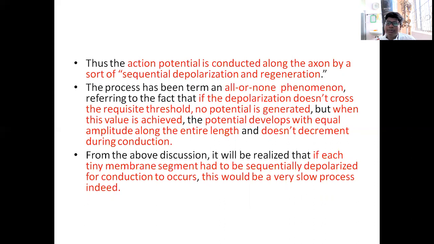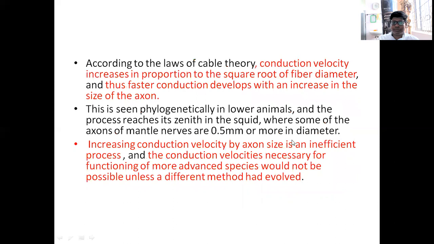From the above discussion, it will be realized that if tiny membrane segments had to be sequentially depolarized for conduction to occur, this would be a very slow process indeed. According to the law of cable theory, conduction velocity increases in proportion to the square root of the fiber diameter, and thus faster conduction develops with an increase in the size of the axon. This is seen phylogenetically in lower animals, and the process reaches its zenith in the squid, where some of the axons of the mantle nerve are 0.5 mm and more in diameter.